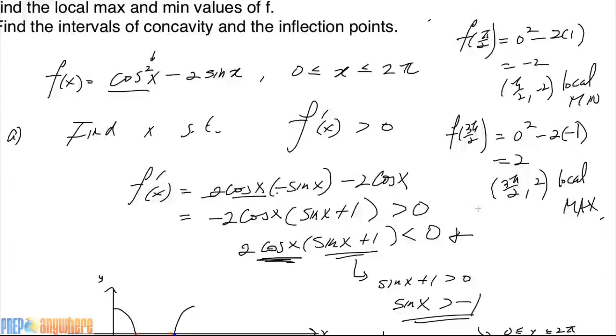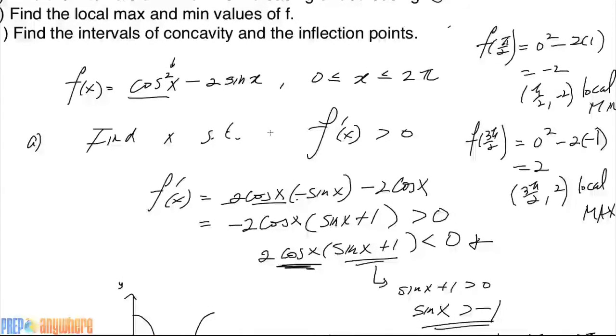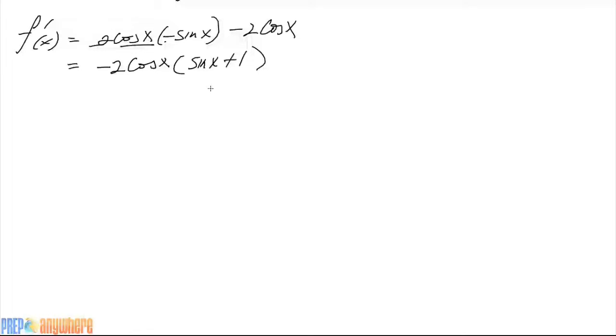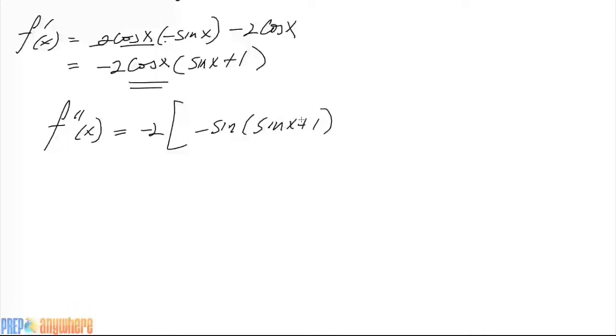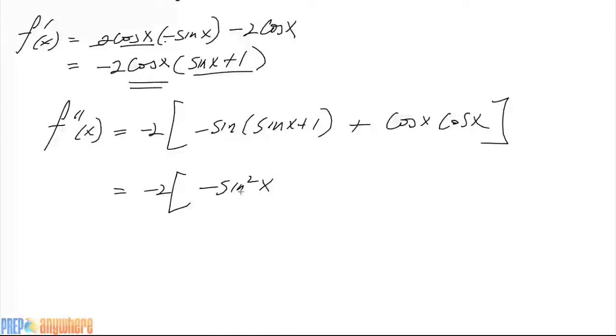One final thing. We have to find the interval of concavity. So this was the first derivative. Let's find the second derivative for concavity. Keep the minus 2 outside. Differentiate that, you get minus sine times sine of x plus 1, plus cosine of x. Differentiate this and you get another cosine of x. You get minus sine squared x minus sine of x plus cosine squared x.